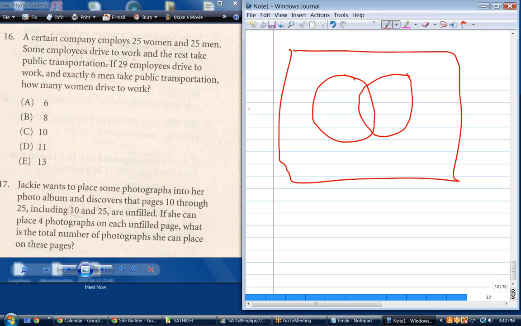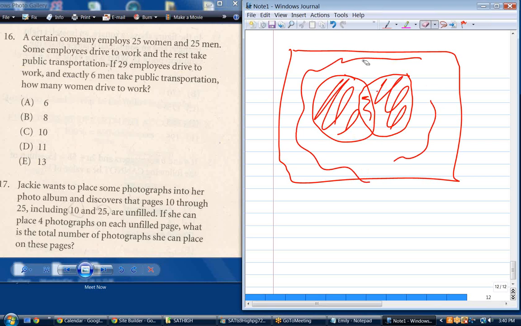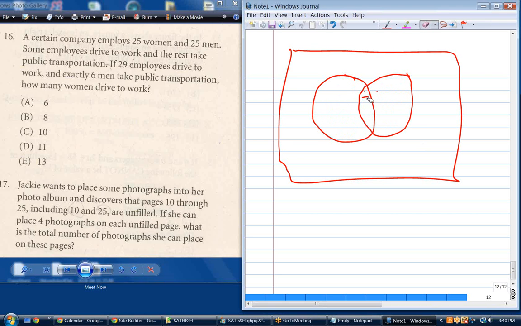And there are 4 possibilities, right? There's women that drive to work, there's women that take public transportation, there's men that drive to work, and there's men that take public transportation. And this particular Venn diagram gives you 4 options. There's this area, that's 1. There's this area, that's 2. The combined area is 3. And the area outside is 4. So when we have a problem that has 4 possibilities, we should be able to set it up as a Venn diagram.